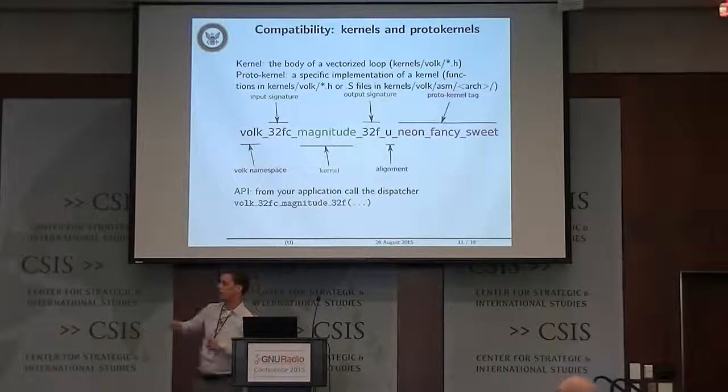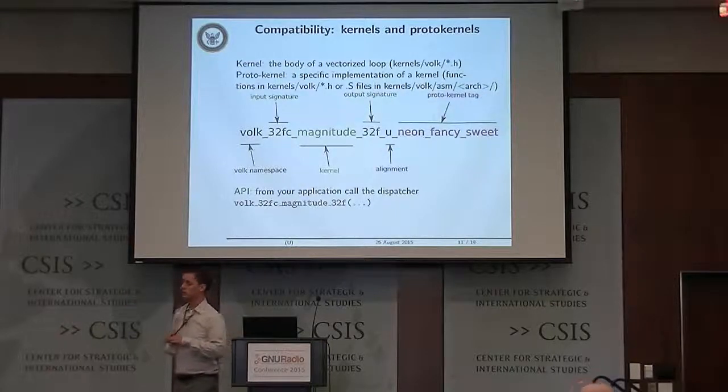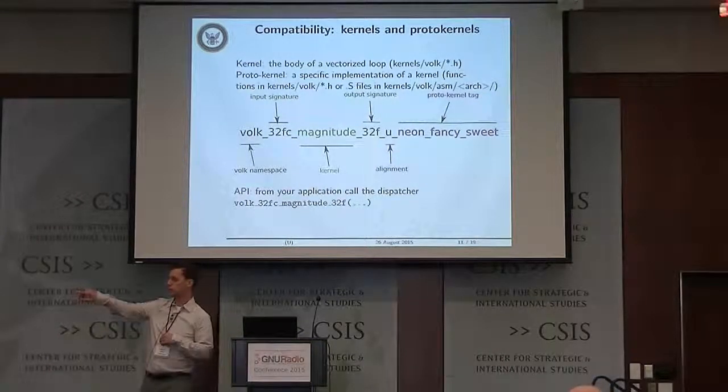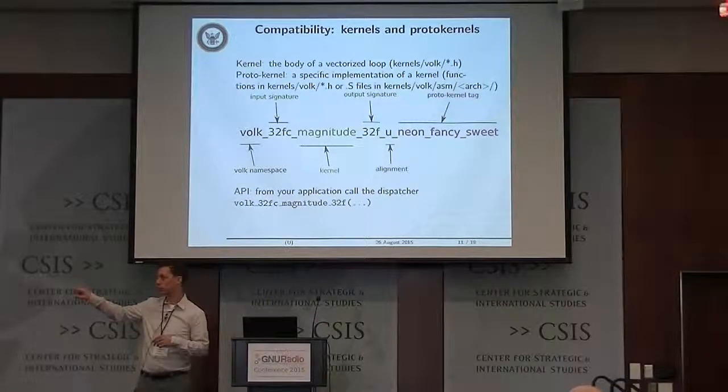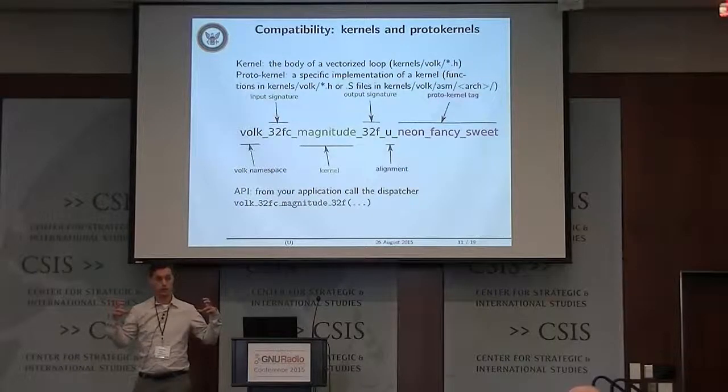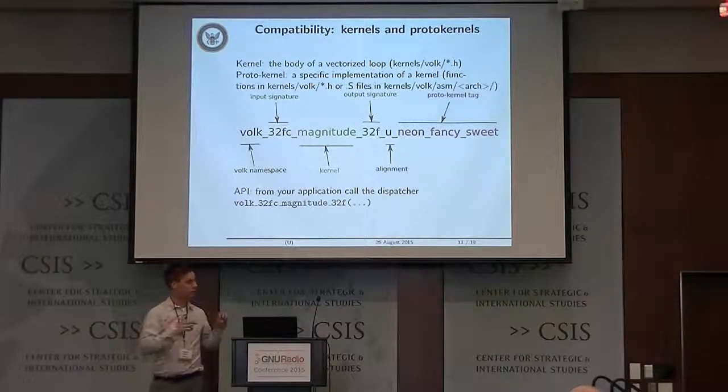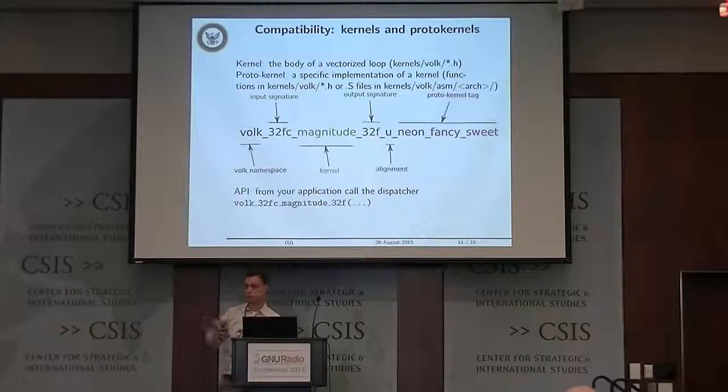So anyway, the API here gives you, if you notice, it's mostly similar. We drop the U and the protokernel tag, and so that just gives you a magnitude function that you can call from your code. And then your code doesn't have to worry about what architectures or machines are available, whether it's unaligned or aligned. The dispatcher will actually check for you whether it's aligned or not. So that's the API that the build system generates for you.